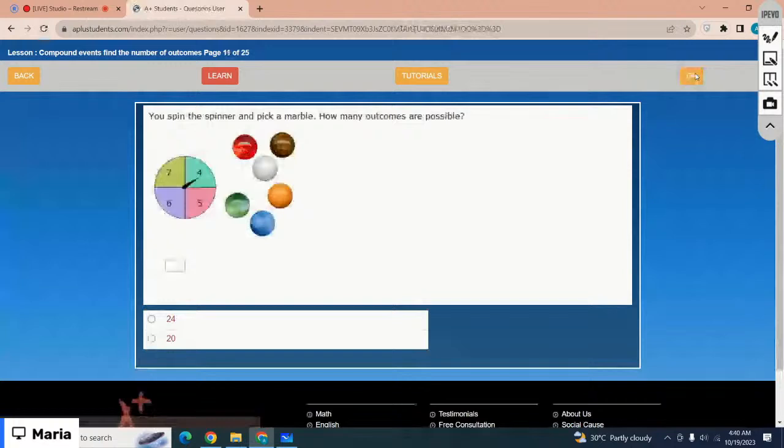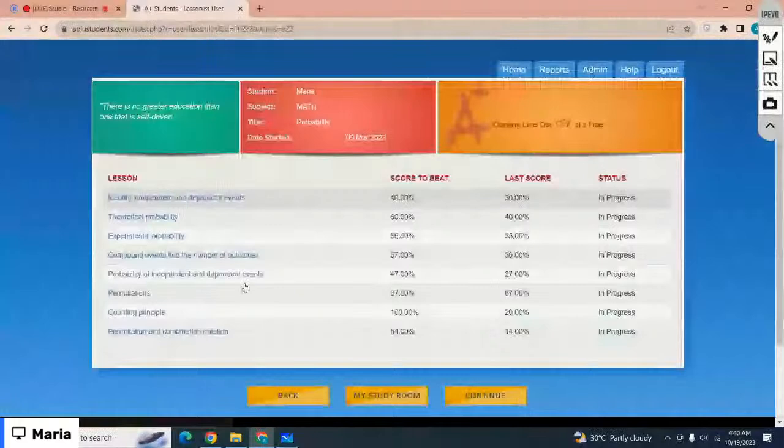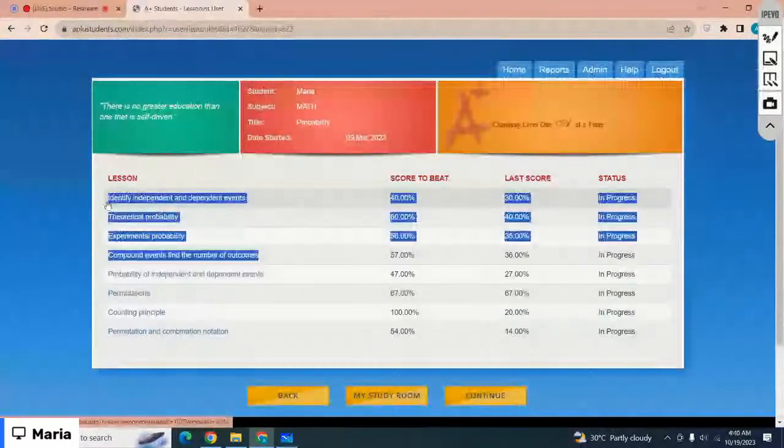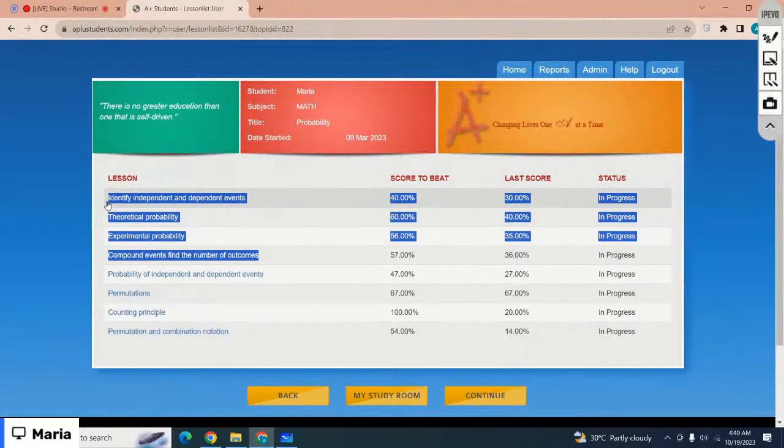So we were working on grade 9 math. The chapter we're working on is probability. The lessons we have covered today are identify independent and dependent events, theoretical probability, experimental probability, compound events, and find the number of outcomes. So please make sure before the next session you complete all the practice questions for the lessons we did today.